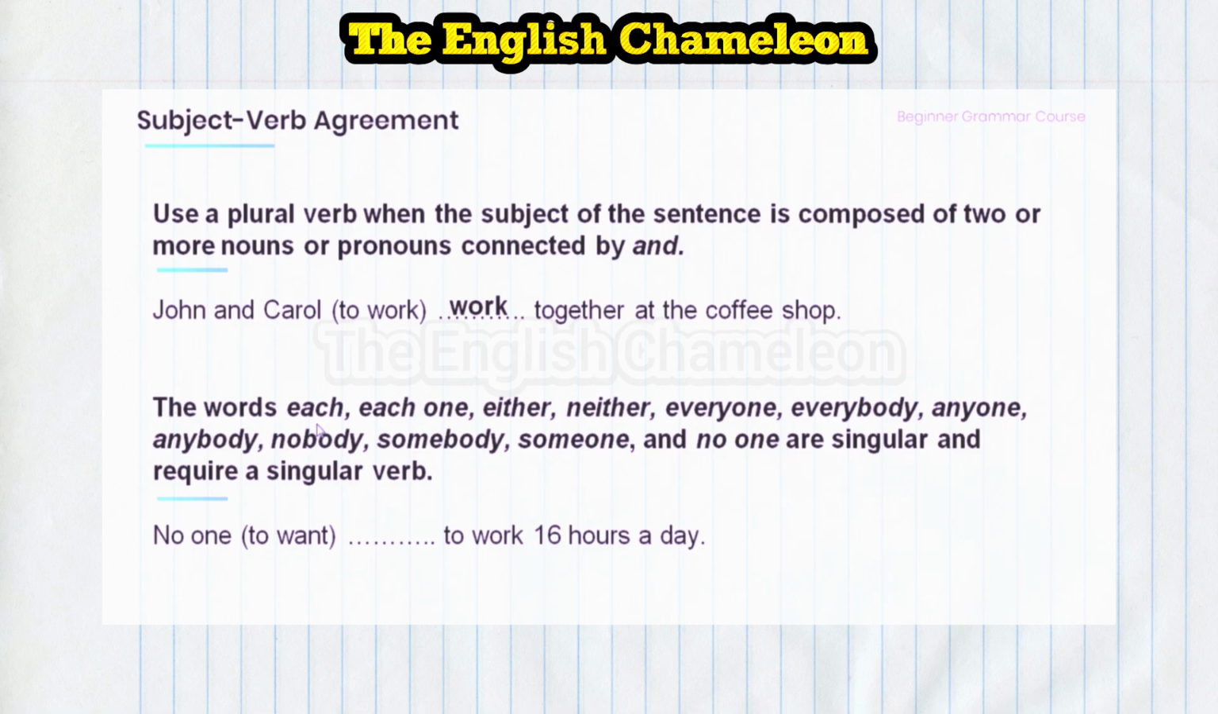Also note that the words each one, either, neither, everyone, everybody, anyone, anybody, nobody, somebody, someone, and no one are singular and require a singular verb. Now have a look at the following sentence. Fill in the blank using the appropriate form of the verb. No one ___ to want to work 16 hours a day. No one wants to work 16 hours a day.